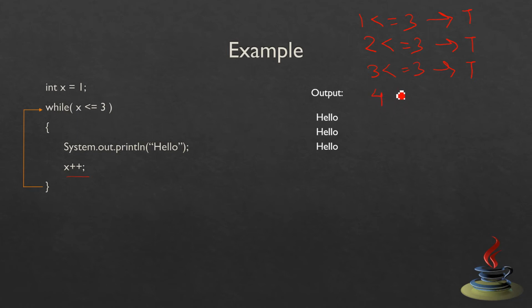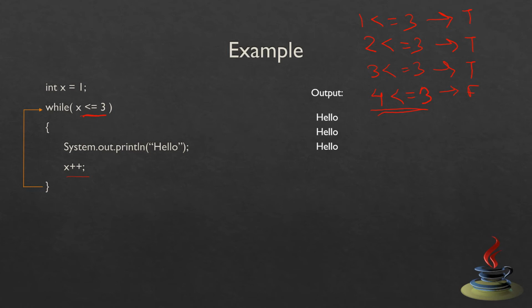4. 4 is less than or equal to 3. This is my condition, but this condition again returns false. That means the condition becomes false when your x value is 4. At that time it terminates or exits the loop, and the rest of the statements are executed if any statements are there in my program. So this is the working of your while loop.